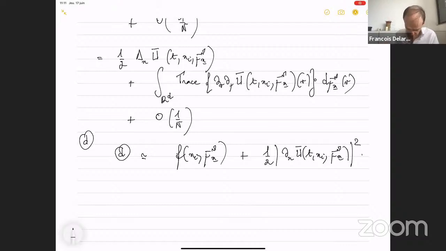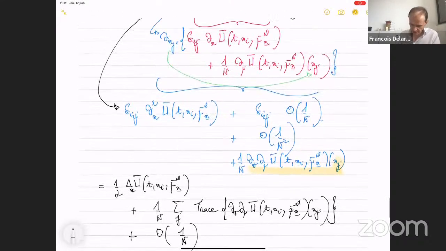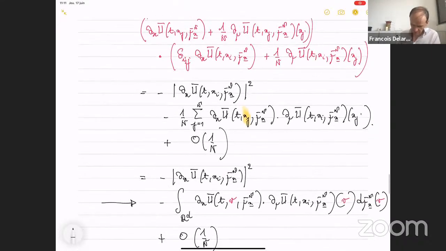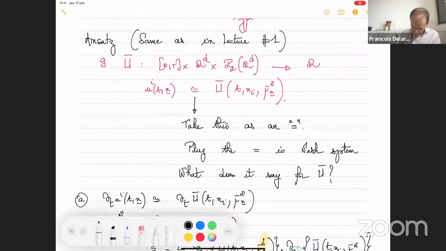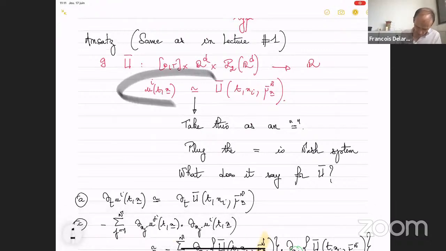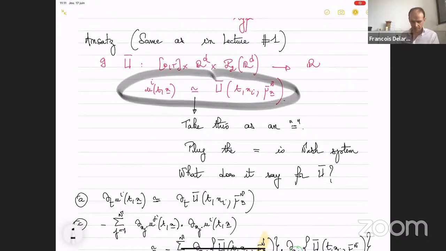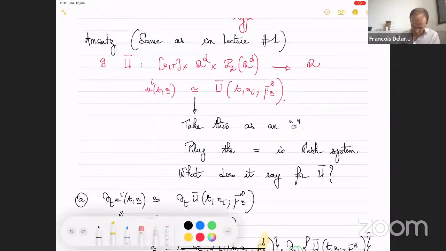This is almost the master equation. So this is the first one. This was my first claim. You can start from the Nash system and then you can recover the master equation. Now there is a big problem in this argument, which is that there is absolutely no way to justify this. You cannot make this a statement.